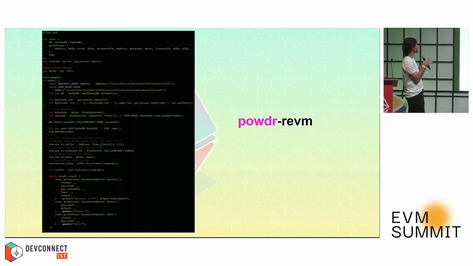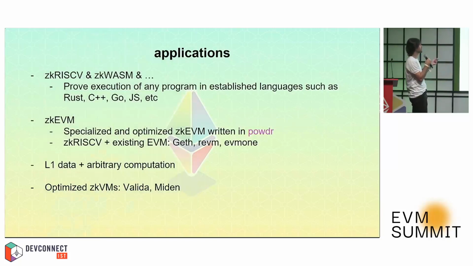You literally just take revm. Here we're just importing revm, which is the Rust implementation of the EVM, and making calls to it, getting some bytecode, getting some data, and basically getting a zkVM out of the box simply by running revm in the powdr setup. Applications are, of course, many. zkRISC-V is one of the more obvious ones, where you can run basically any program written in a high-level language. On the EVM side, we can either write a specialized or optimized zkVM written in powdr, or we can use things like geth, revm, EVM1 via the other VMs.